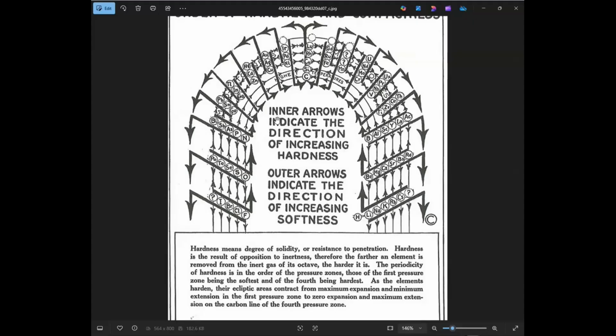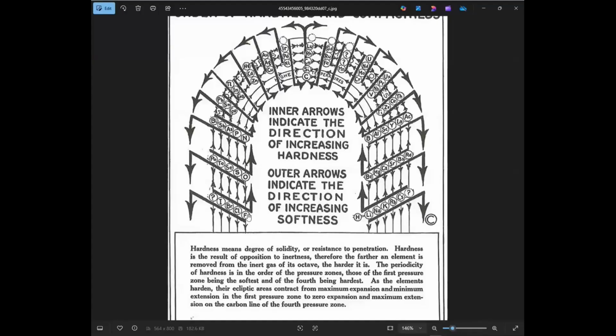So once again, these are all our elements. Still the same format where the lower octaves are on the inside here, and as we go out it gets to the higher octaves. And so the inner arrows indicate the direction of increasing hardness, which means, let's see here.